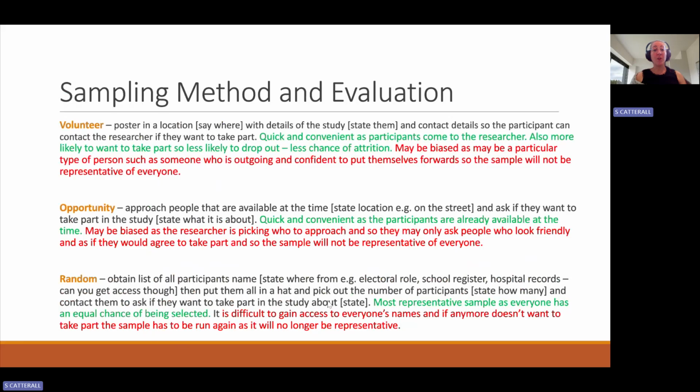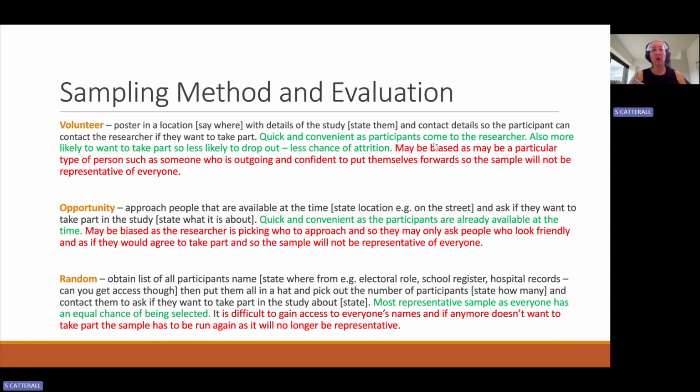You also then need to say you're going to put the names in a hat. Don't say you're putting the people in the hat because the hat's not going to be big enough. And then you need to pick out the number of participants. You need to state how many participants you would pick. And then you've got to ask them if they want to take part in the study about, state what it is, so you get context.